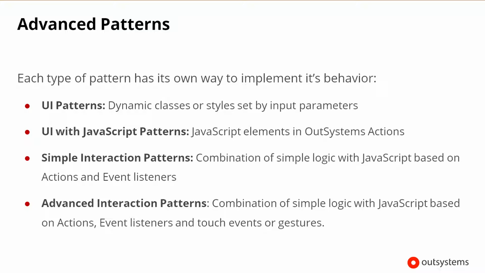UI patterns, which have custom styles defined that are set by input parameters, can make the look and feel more dynamic. UI with JavaScript patterns are more complex than the previous in that they rely not only on input parameters, but also on JavaScript elements in OutSystems client actions. Simple interaction patterns will also combine events with JavaScript and input parameters. Advanced interaction patterns use a combination of simple logic and JavaScript elements based on actions and event listeners. We'll cover some basics of each of these patterns, but let's start with the UI pattern.